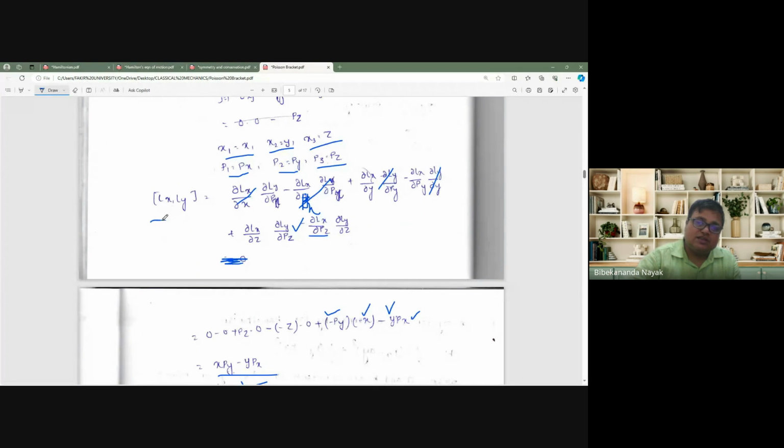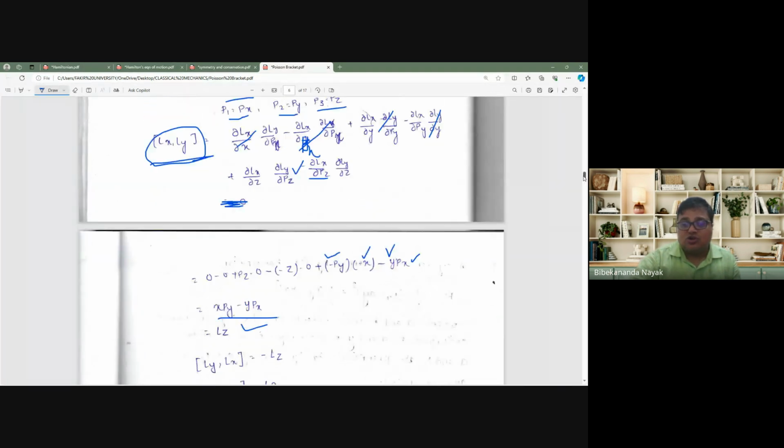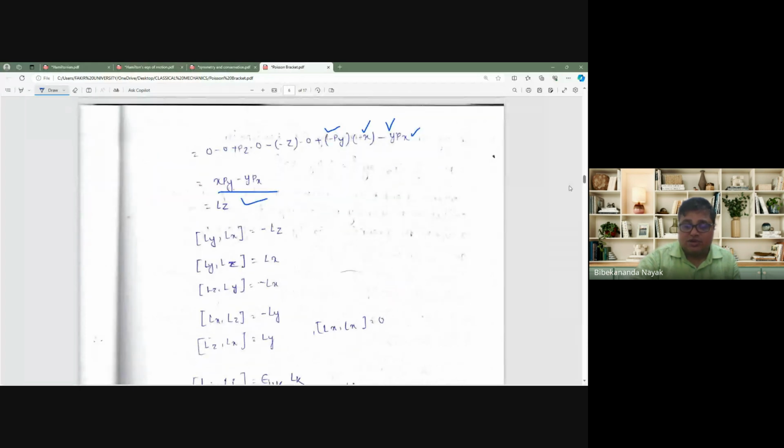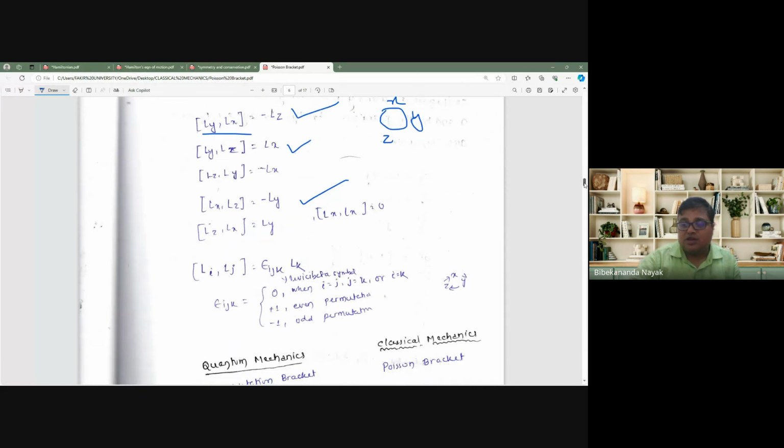So the Poisson bracket of Lx, Ly is equal to Lz. The commutator of Lx, Ly will be i h cross Lz. Similarly, Ly, Lx will be minus Lz. For Lx, Ly, Lz in cyclic order x, y, z, if it is the same order then it will be positive, otherwise negative: Lx Ly Lz, Ly Lz Lx, Lz Lx Ly. Reverse is minus. This is the relation, and for quantum mechanics it will be multiplied by i h cross.